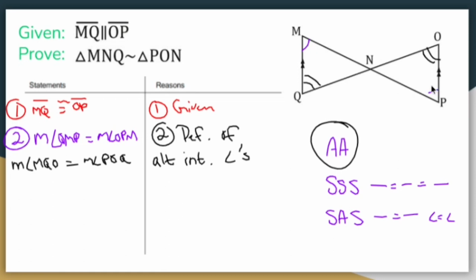These angles are the same? These angles are the same? And all I have to do is prove that they're similar? Then they're similar. MNQ is similar to PON, and that's using AA. And that's it.